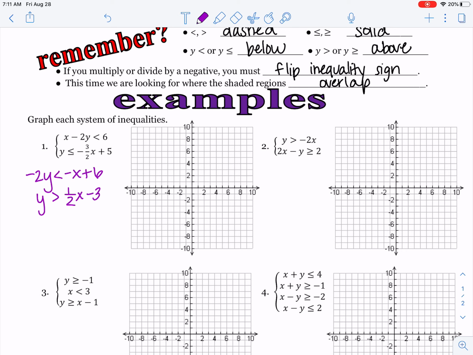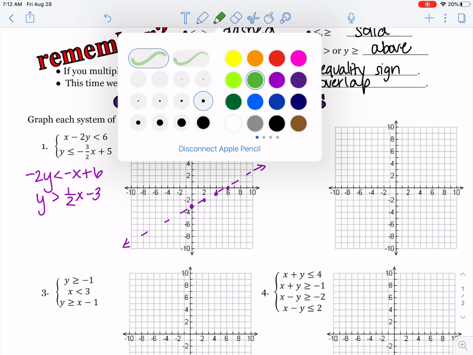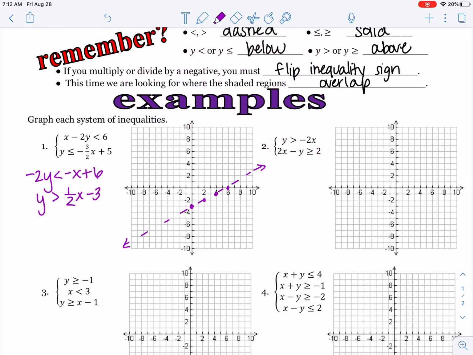So I'm going to start down at -3 and go up 1 over 2. Up 1 to the right 2. Up 1 to the right 2. And it is a dashed line. It is greater than, so I am interested in everything above.